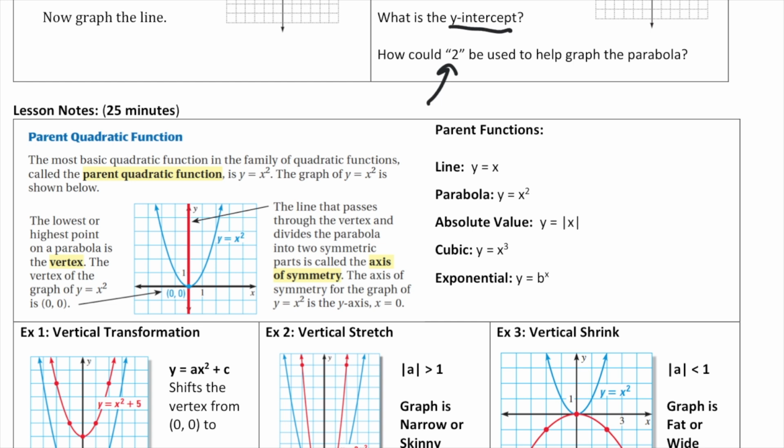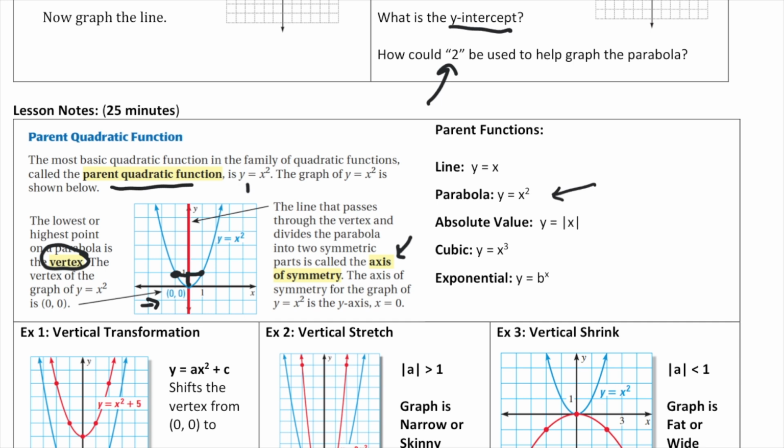So each graph has a parent function. The parent function is the most basic of all your functions. In this case, the parent function is y equals x squared. You can tell the lowest point, the vertex, is going to be 0, 0. And you can also find the axis of symmetry because it goes through the vertex. Notice that the a value in front of your x squared is 1. So if we go up 1 and over 1, that gives us 2 more points to help draw this graph.